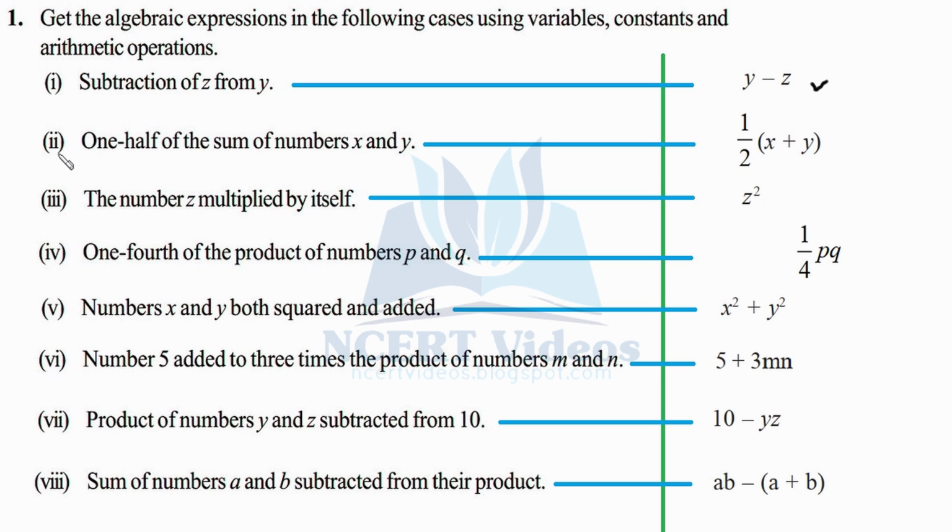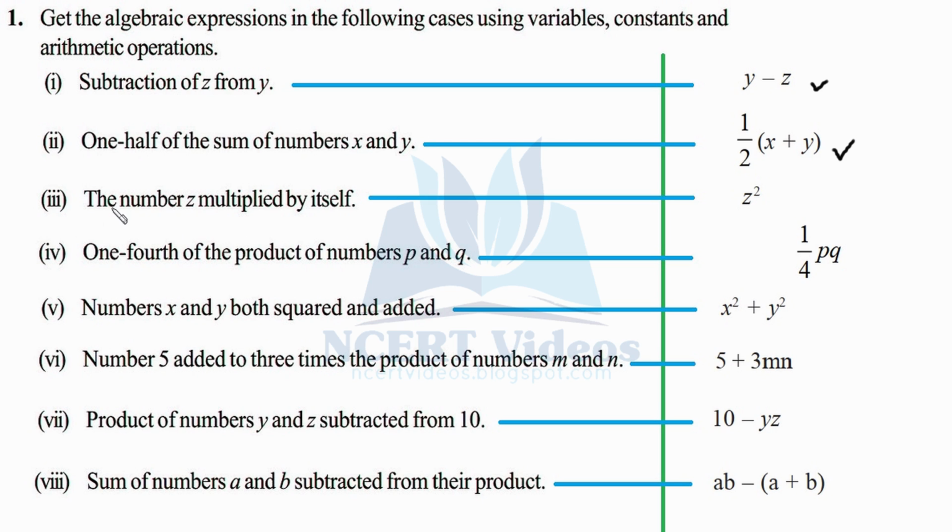Second, 1/2 of the sum of numbers x and y. So "and" means addition. 1/2 of the sum. So first of all we'll have to consider this part. Sum of numbers x and y. It is simple. That is, we are adding variables x and y. So we did first of all x plus y, and whatever we get, we are going to half it because it says 1/2 of the sum. Therefore, the equation becomes 1/2 times x plus y. Nothing means multiplication.